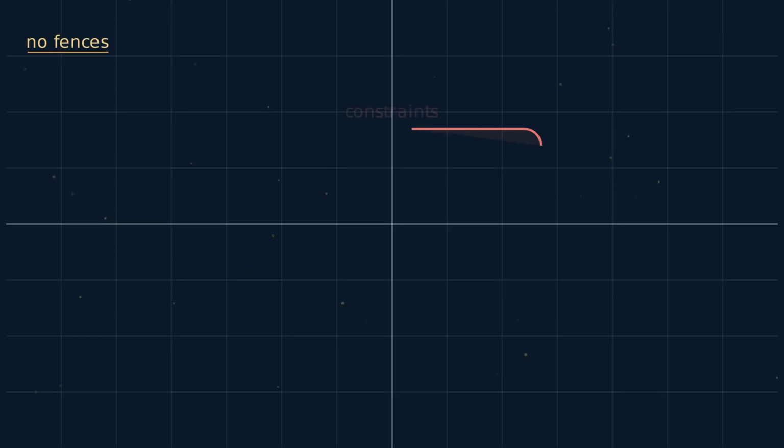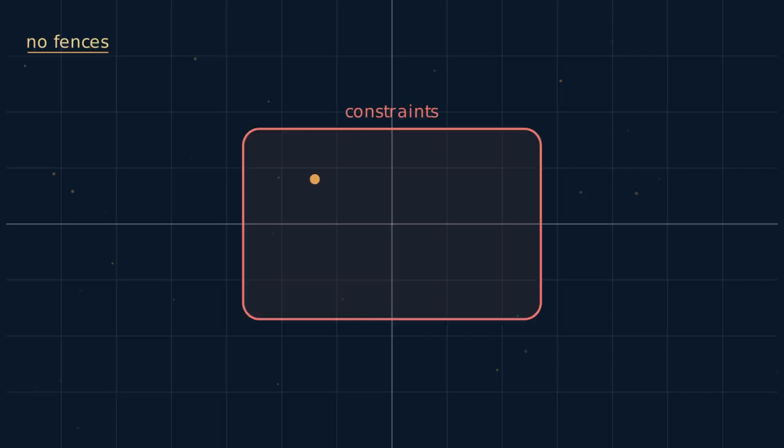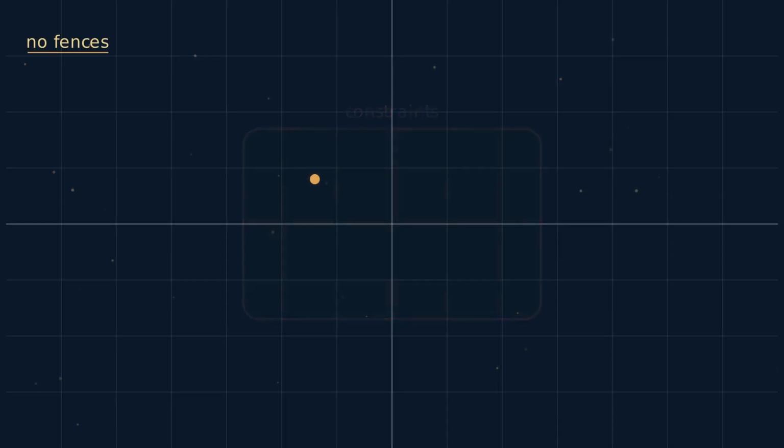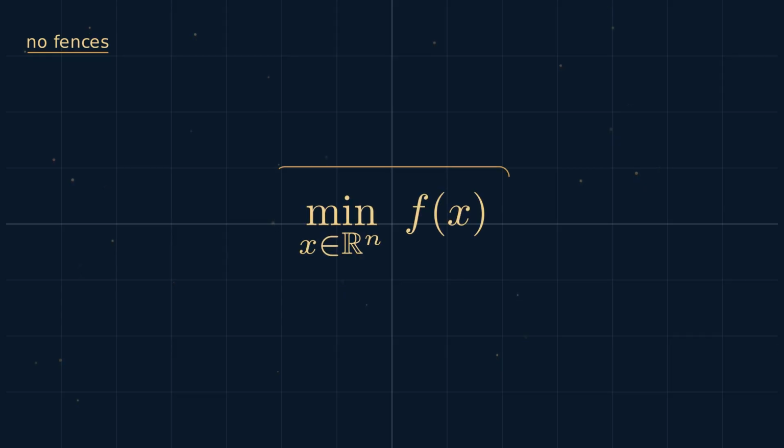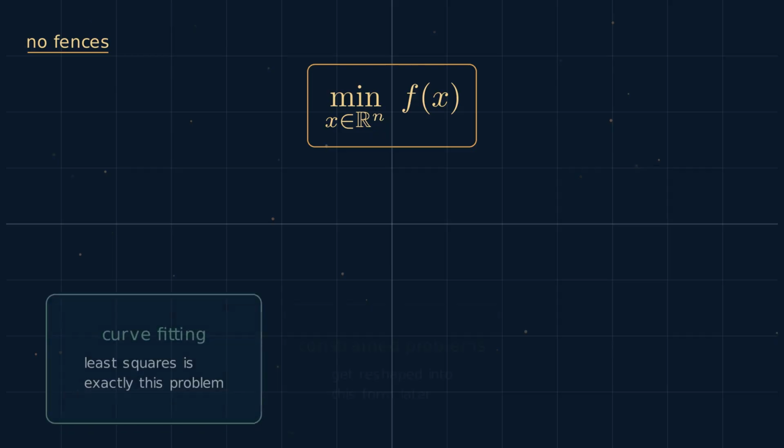Start with the friendliest problem in the whole subject. No budget ceiling. No fences. No rules about where you may stand. Take the fences away, and the point is free to wander anywhere it likes. Minimize f of x, where x may sit anywhere in n-dimensional space. That is the entire problem statement. It sounds too easy to matter.